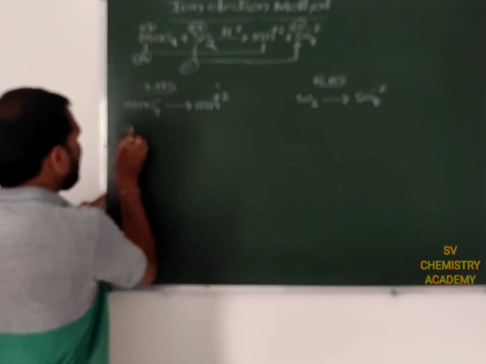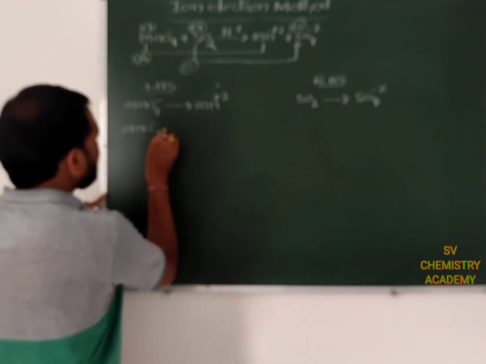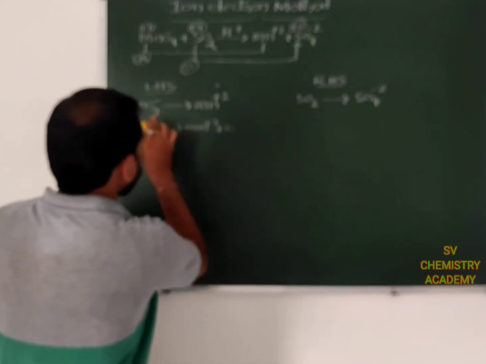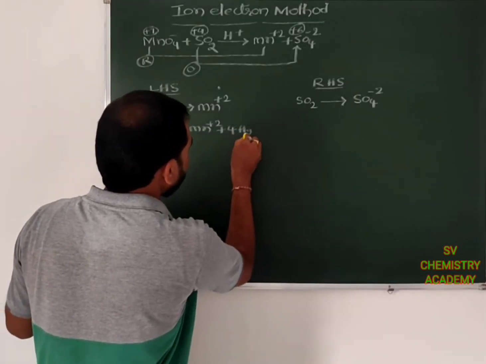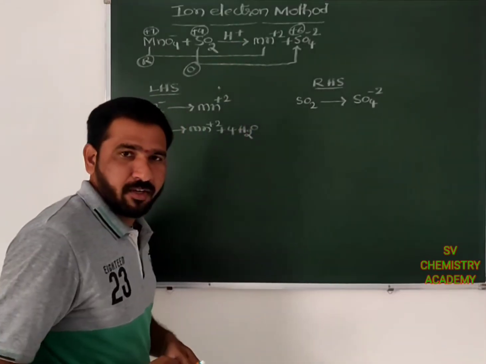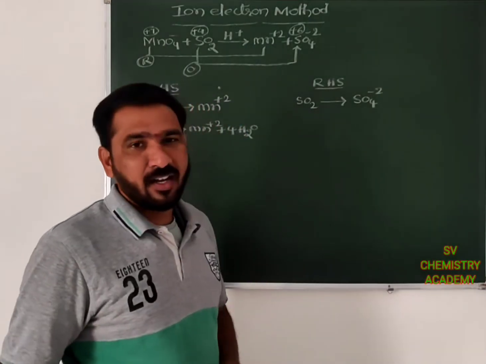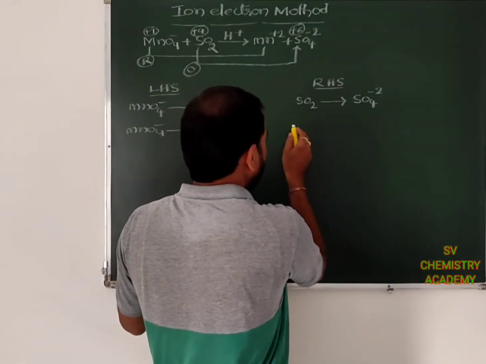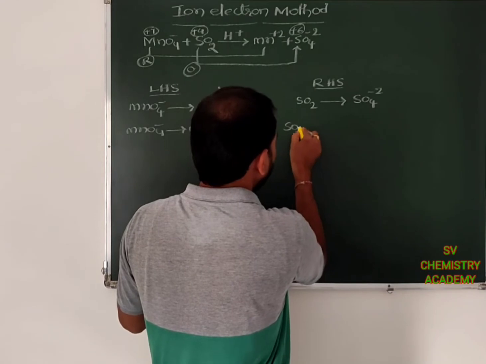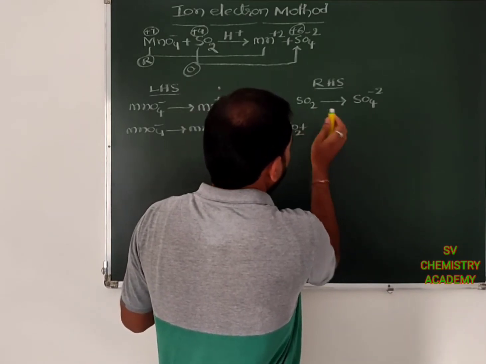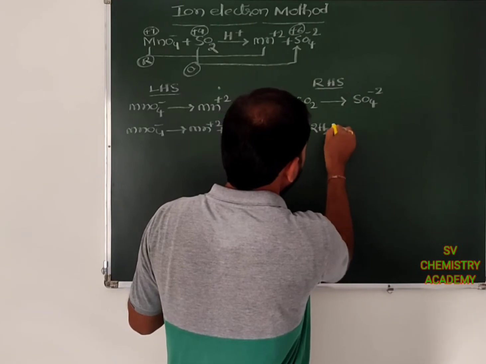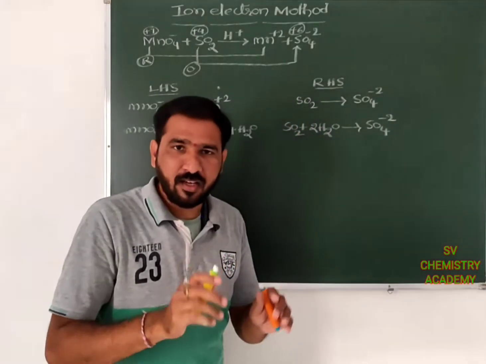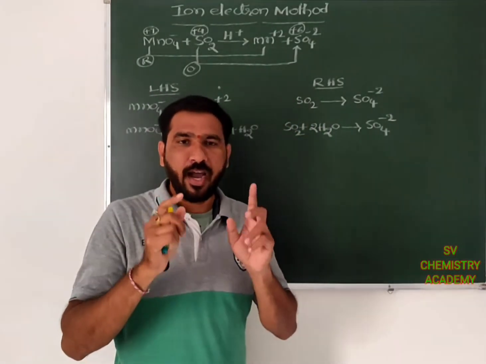Therefore, the next step is MnO4 minus gives rise to Mn plus 2 plus 4 oxygen. Therefore, we need to add 4 moles of water because this is going on in an acidic medium, right? Then coming to the right side, RHS. The left side has 2 oxygens, the right side has 4 oxygens. Here it is deficient, so we need to add water on the left side with SO2. How much is deficient? 2. Therefore, we need to add 2 moles of water, which gives rise to SO4 minus 2. Is it clear?